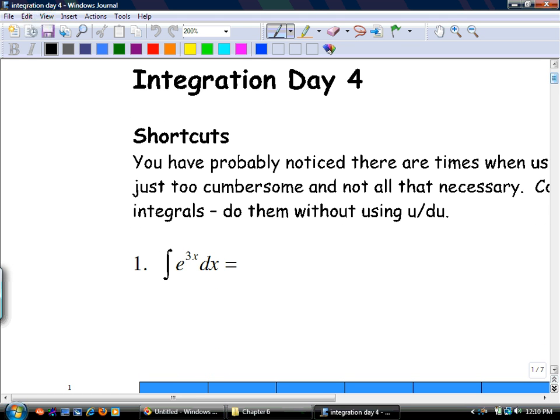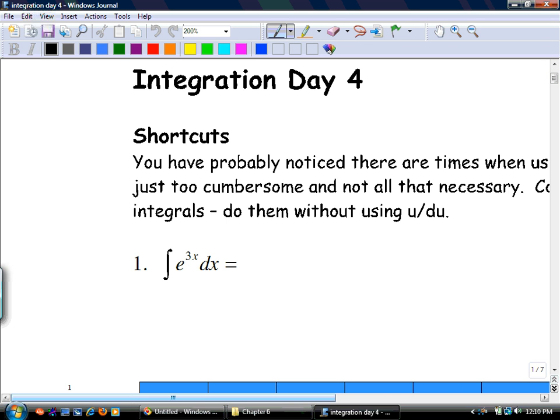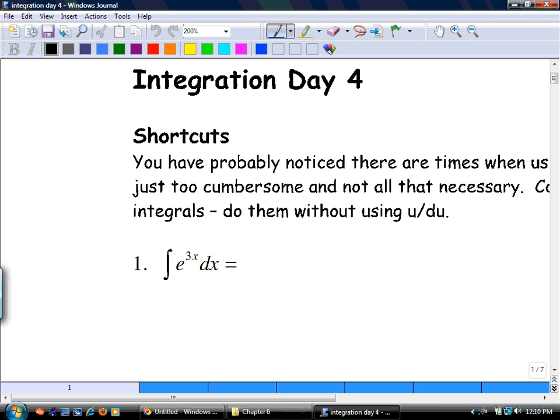Okay, you'll probably notice that there are times when using the u-du notation is just too cumbersome and not all that necessary. Considering the following integrals, do them without using u-du. What? Oh, sorry. So, do you want to do this one with u-du just as practice?